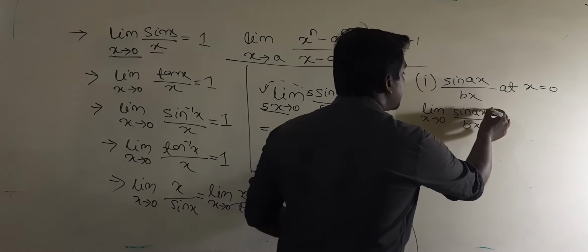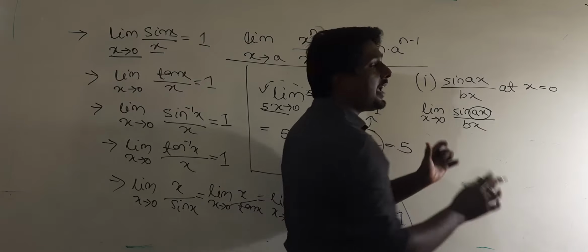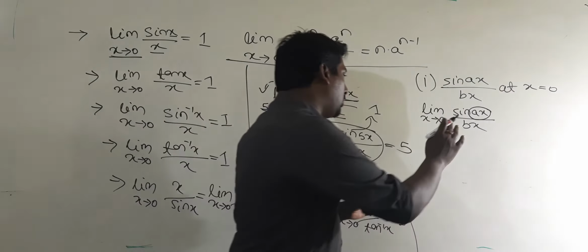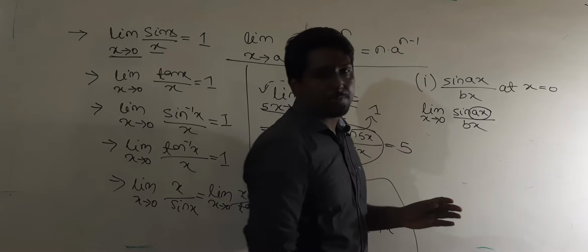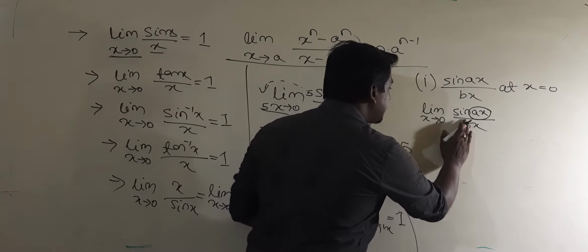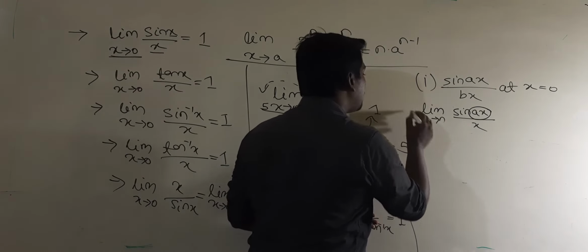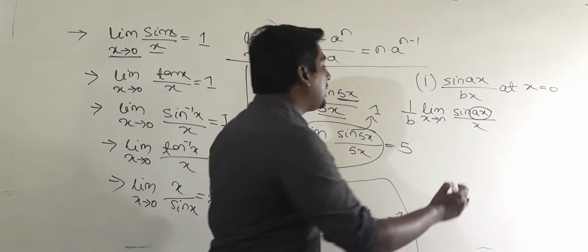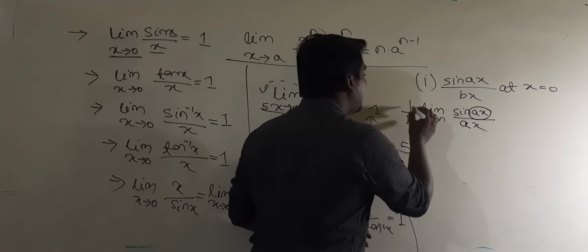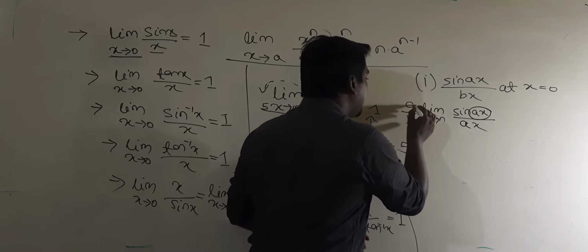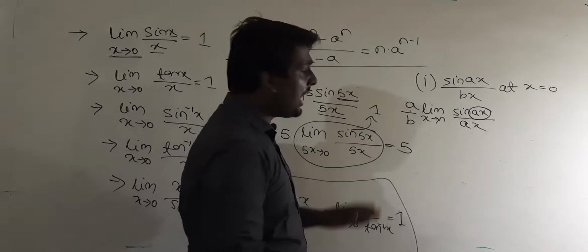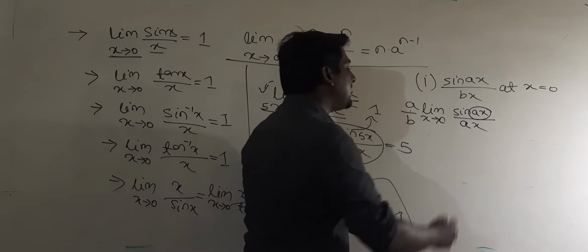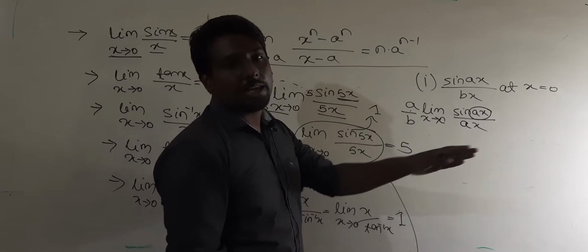Here sin has ax with it, so in the denominator we need ax. But what is present over here? b is present over here. That's why let's take this b outside our limit. Now we can multiply a over here and another a over here. Now this becomes a by b limit x tends to 0 sin ax by ax.